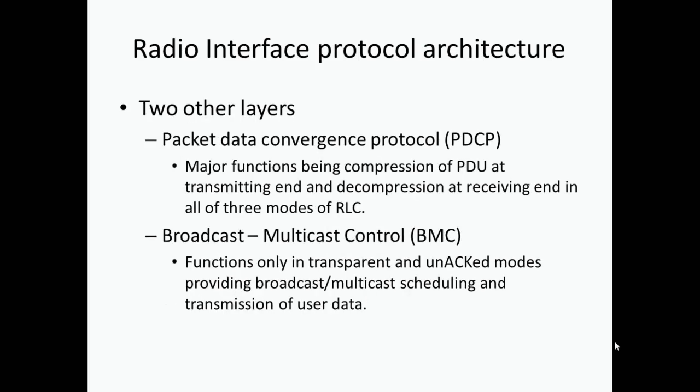Two other layers that are also included in UMTS are the Packet Data Convergence Protocol and Broadcast Multicast Control. The major functions, compression of PDUs at transmission and decompression at the receiving end in all of the three modes of RLC, are handled by the Packet Data Convergence Protocol. Now broadcast and multicast control is handled by BMC, which functions only in transparent and unacknowledged modes, providing broadcast and multicast scheduling and transmission of user data.